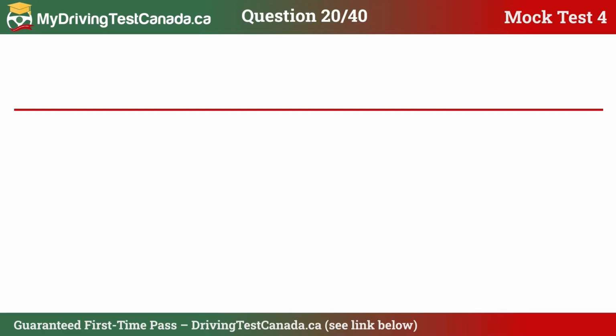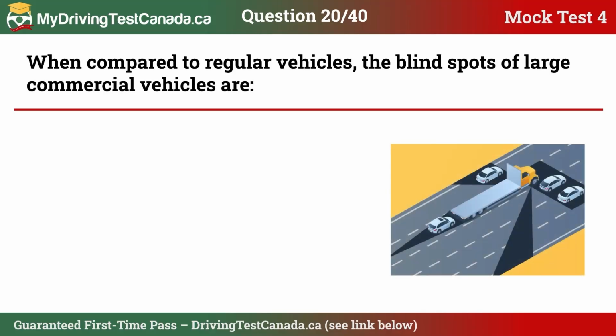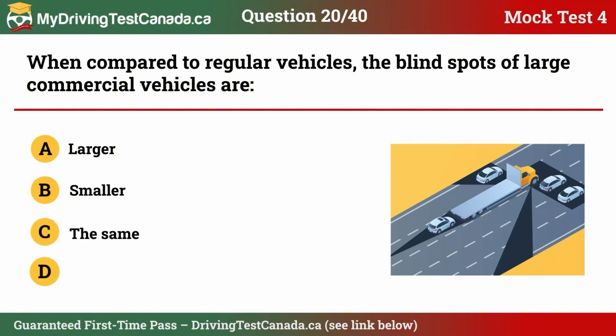Question 20. When compared to regular vehicles, the blind spots of large commercial vehicles are A. Larger. B. Smaller. C. The same. D. None of these.